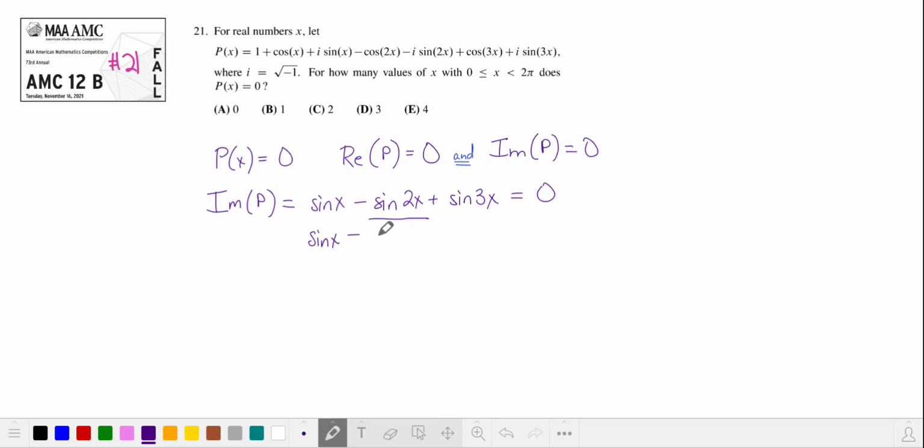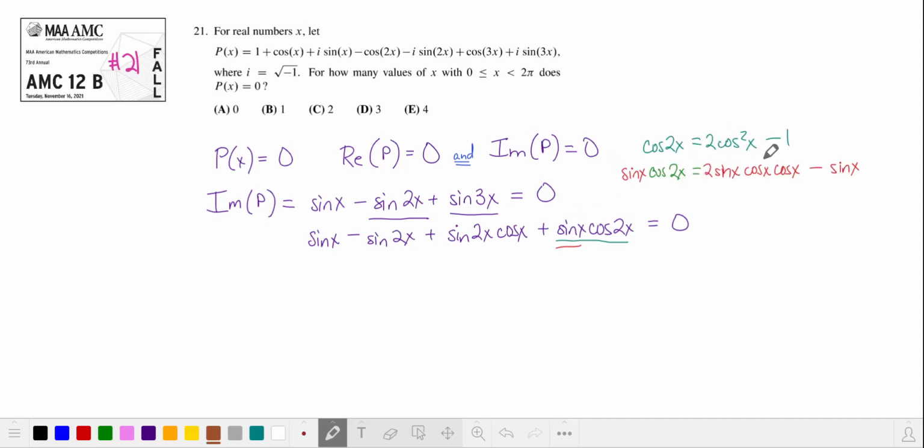I'm going to keep the sine of 2x as is for now, and I'm going to use the trig sum formula for sine, dividing this 3x into 2x plus x. So this is sine of 2x times cosine of x, and sine of x times cosine of 2x. Looking carefully at this last term, sine of x times cosine of 2x, I can write cosine of 2x as 2 cosine squared x minus 1. When I multiply it by the sine of x, I get 2 times the sine of x times the square of this cosine of x.